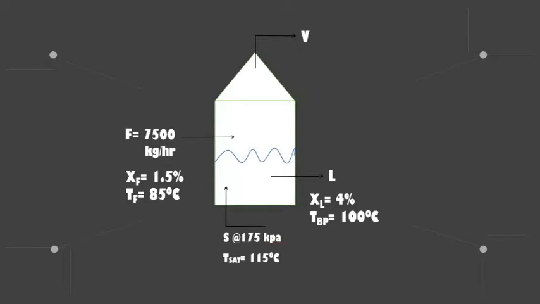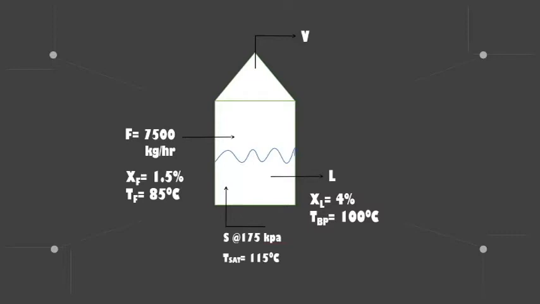The feed entering the evaporator is at 7,500 kilograms per hour, has a weight percent of 1.5%, and has a temperature of 85 degrees Celsius. The vapor and the liquid exiting the evaporator are to be solved, and the weight percent of the liquid is 4%. Since it is mentioned in the problem that it is a dilute solution and the evaporator operates at 1 bar, we can assume that the boiling point temperature is 100 degrees Celsius.